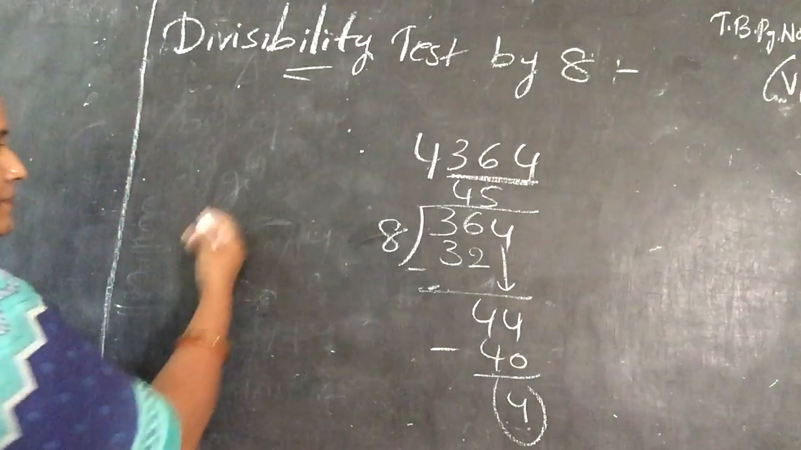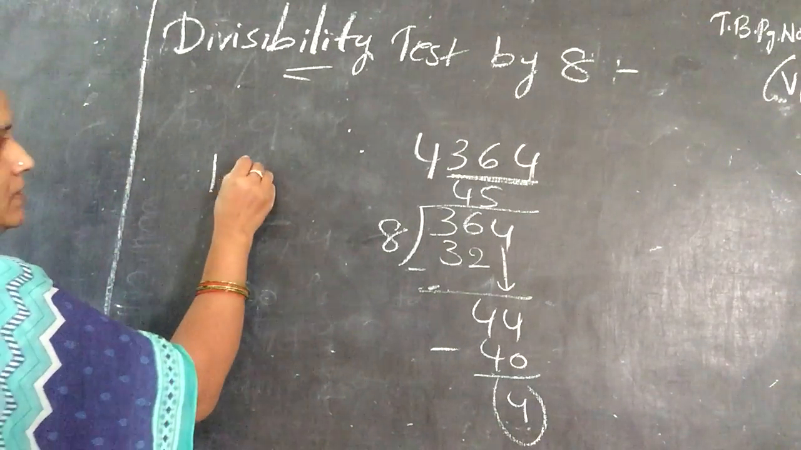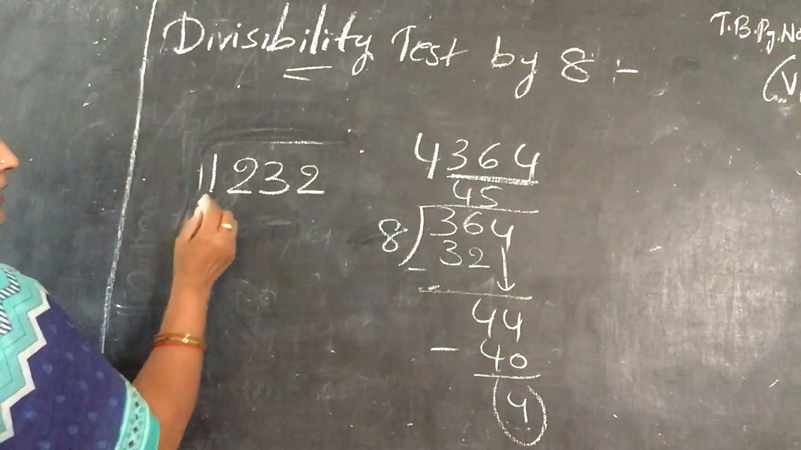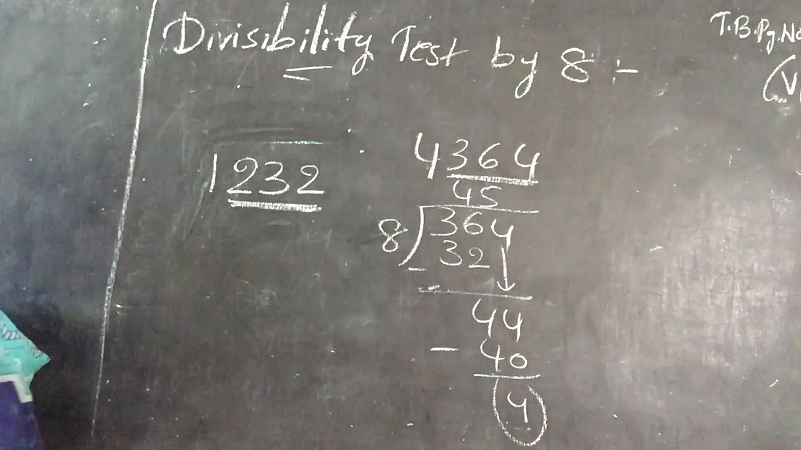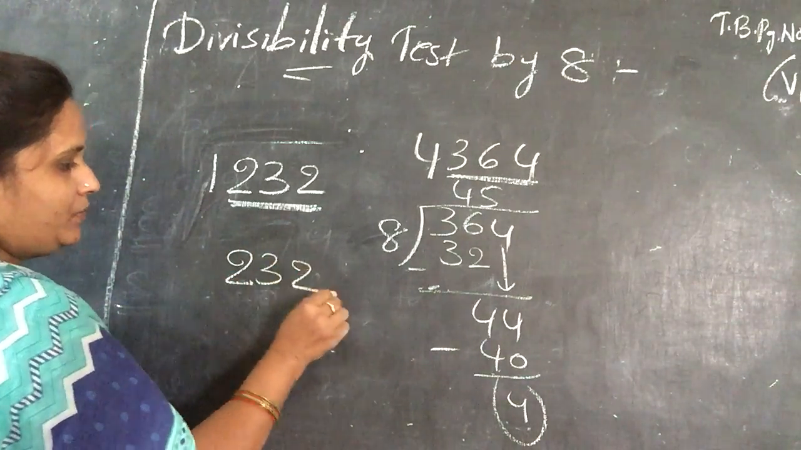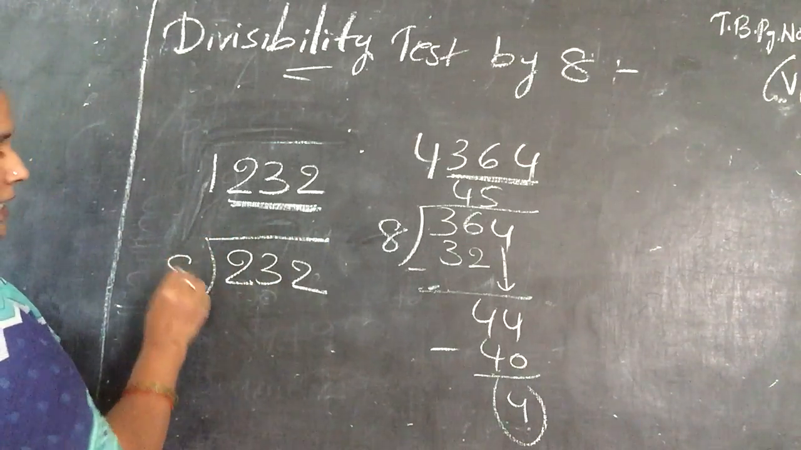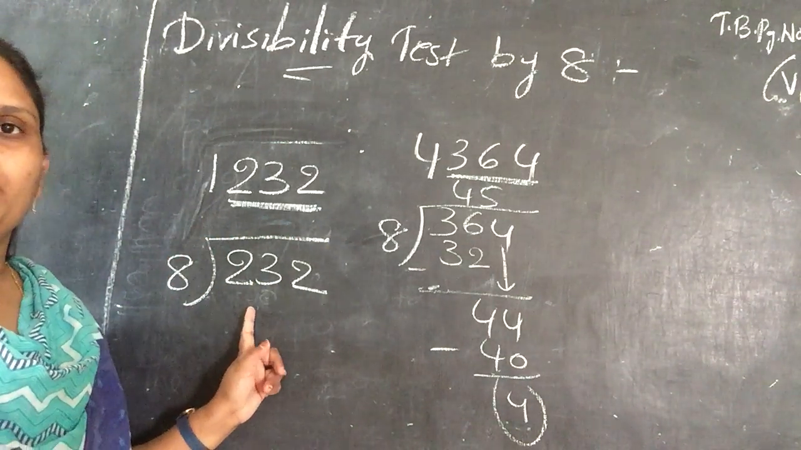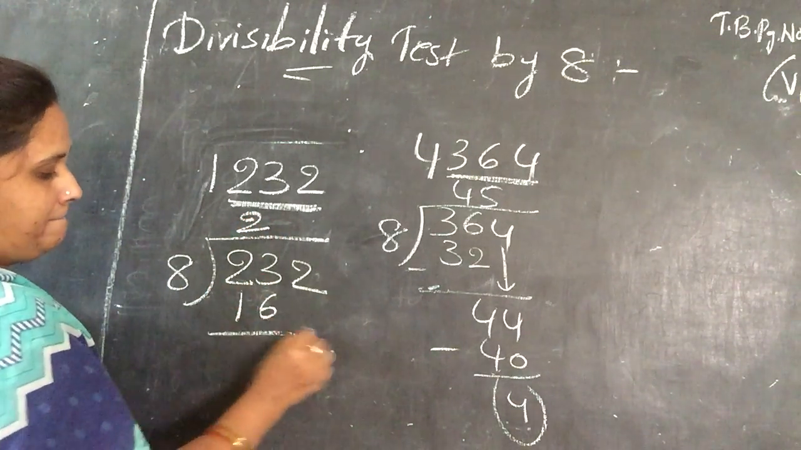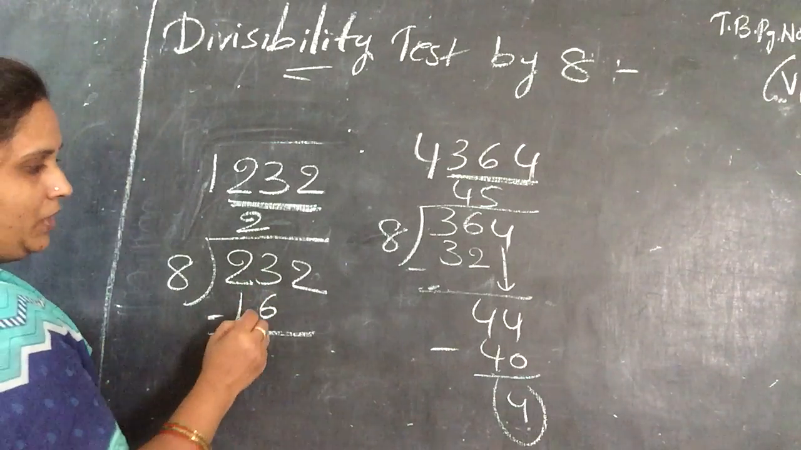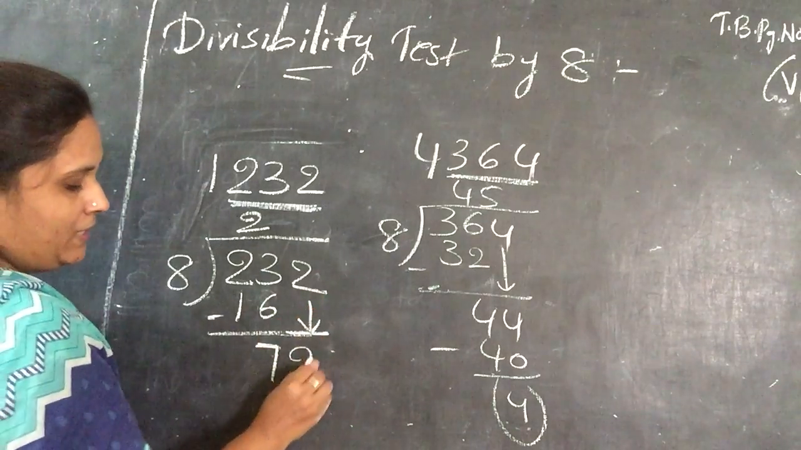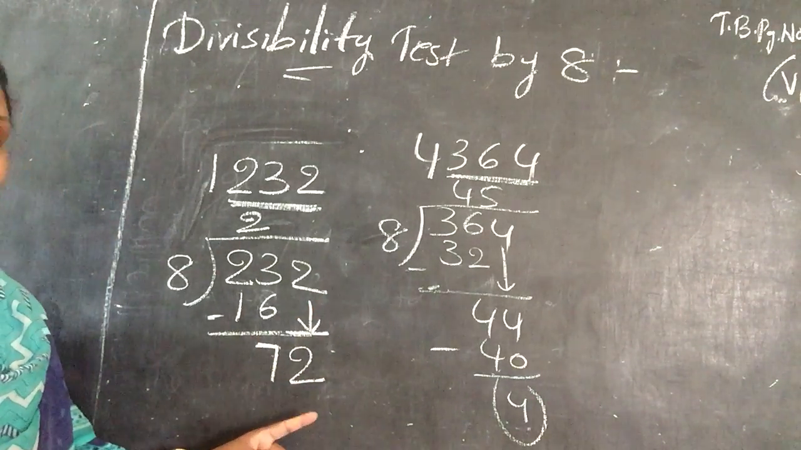For example, one more number I am saying here, 1232. So for 1232, we have to check whether the last 3 digits are divisible by 8 or not. So 232 divided by 8: 2 is not possible. So 23. 8 twos are 16. 23 minus 16 is equal to 7, and 2 has to be carried forward. So now it will become 72.